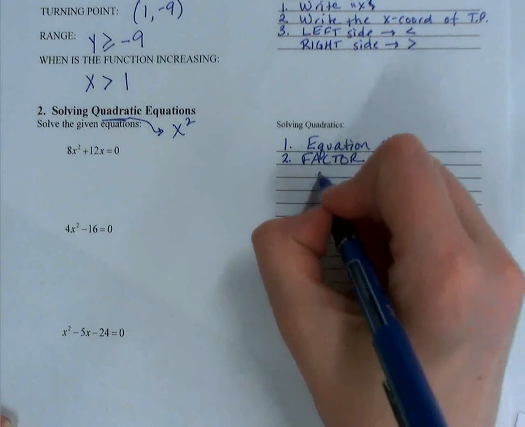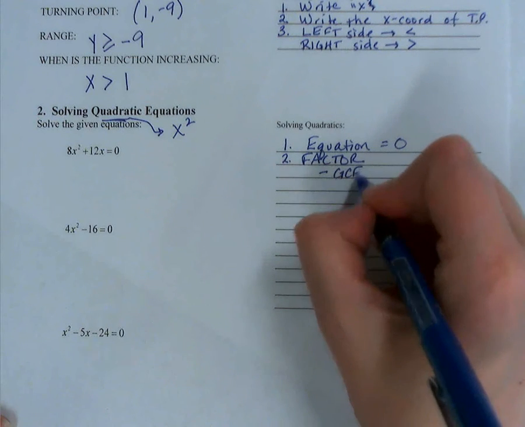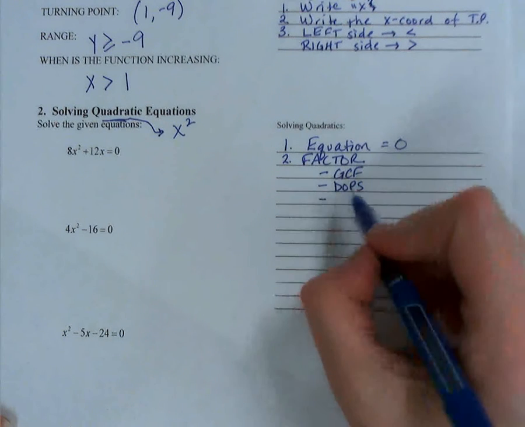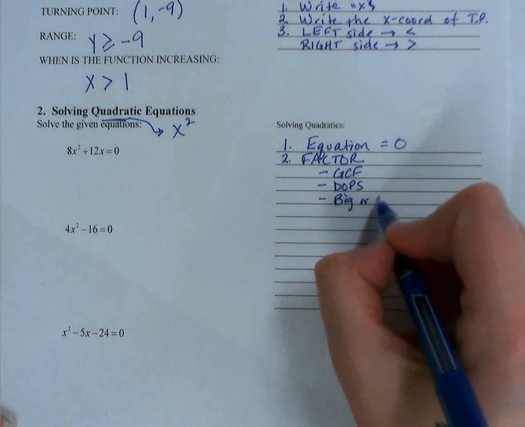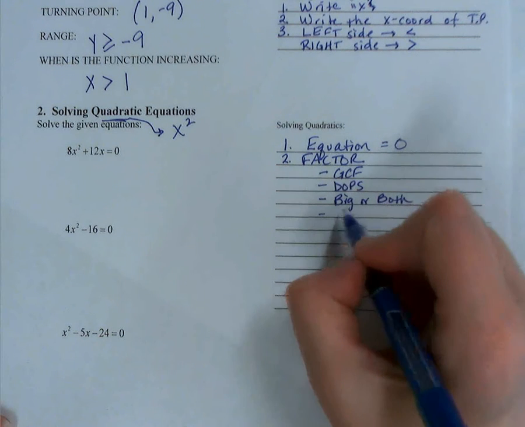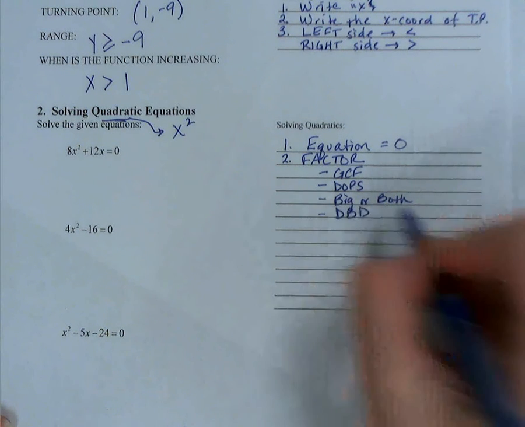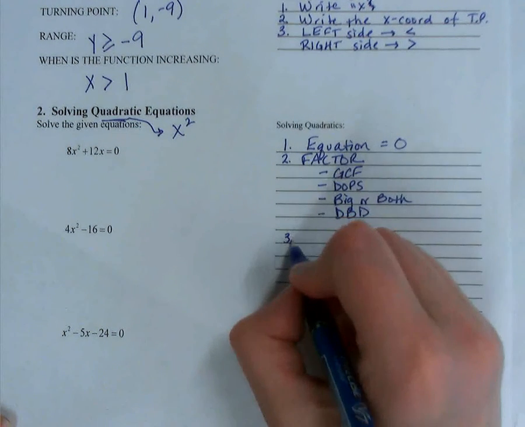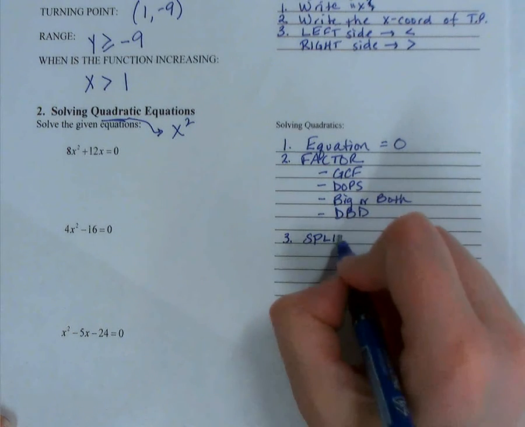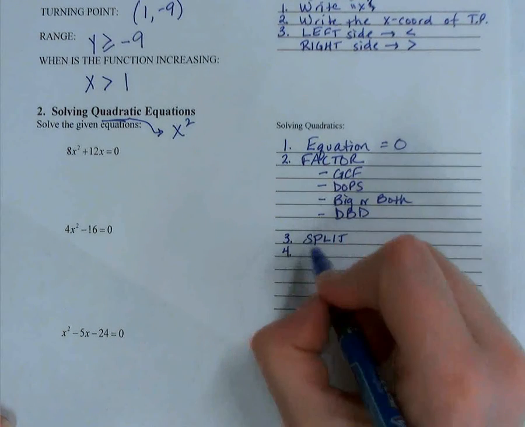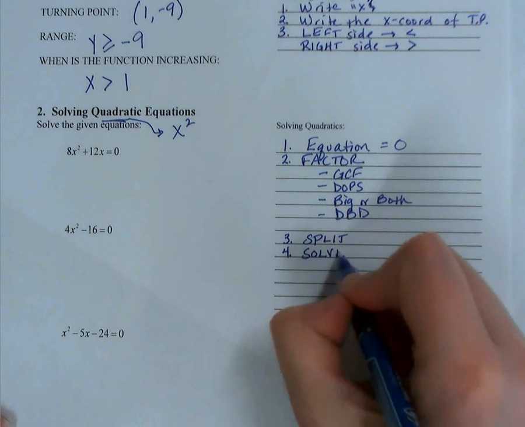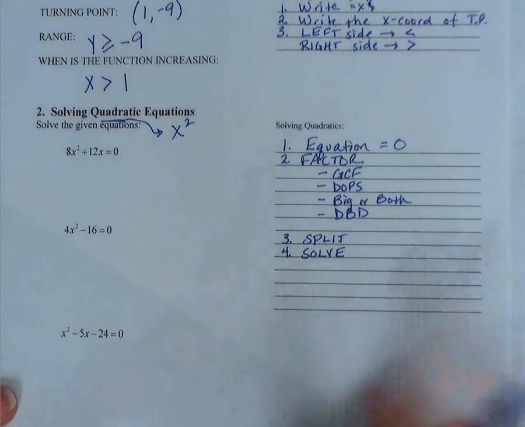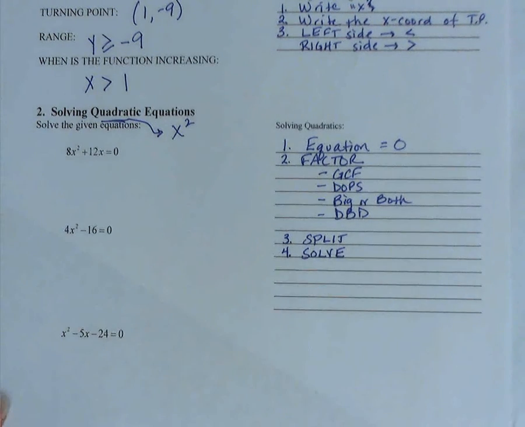Now, remember what that means. You want to look for a GCF first. Then you want to look for difference of perfect squares. Then you want to look for bigger both. And then don't forget about double bubble divide. So you're going to factor it using one of those methods. Then you're going to split your factors and solve. I'm hoping that sounds familiar to you guys. Factor, split, and solve.